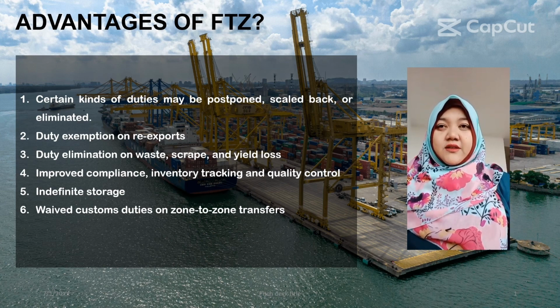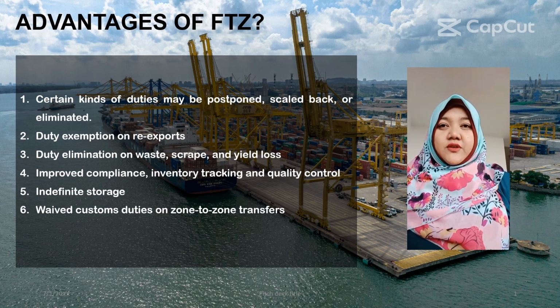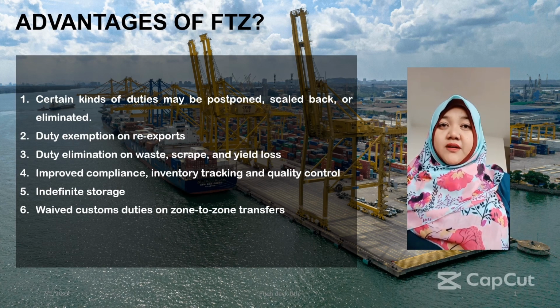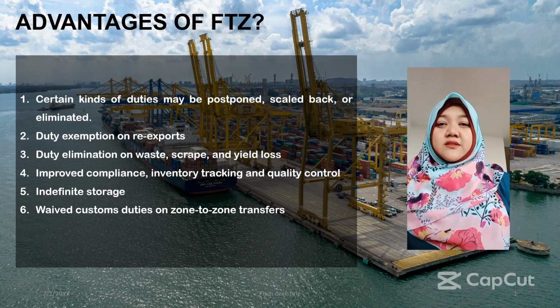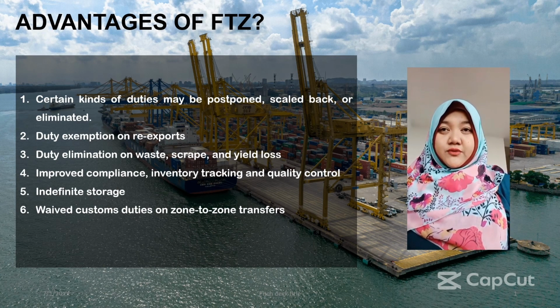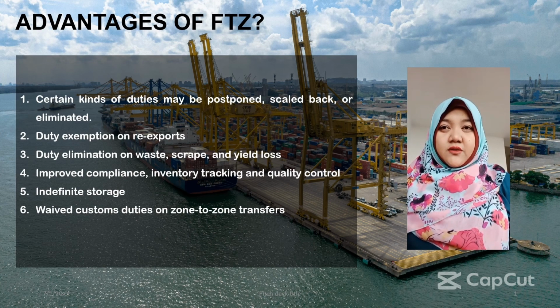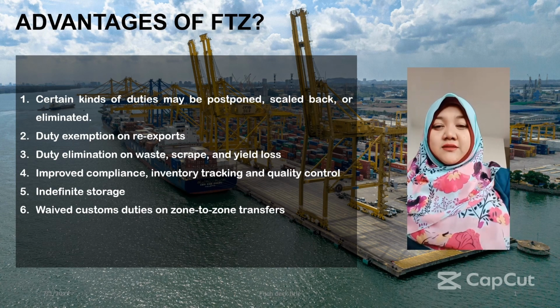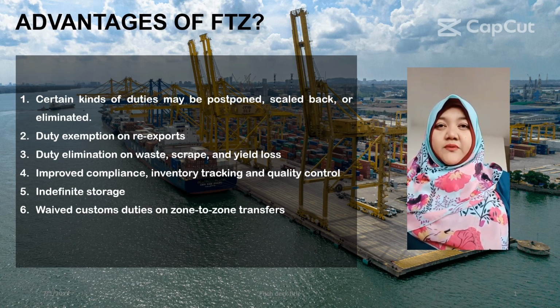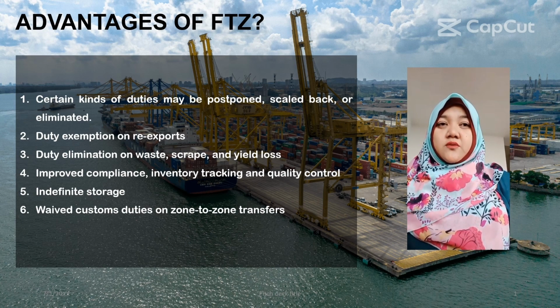Second is duty exemption on re-export. Free trade zones are considered outside the commerce of Malaysia. Therefore, until the goods enter the receiving country, a company importing parts or raw material into a free trade zone will not be required to pay custom tax. The third one is duty elimination on waste, scrap and yield loss. Since a manufacturer working in a free trade zone does not pay import duties until after the product leaves the zone, it essentially pays the import charge for the raw material once the product is processed.